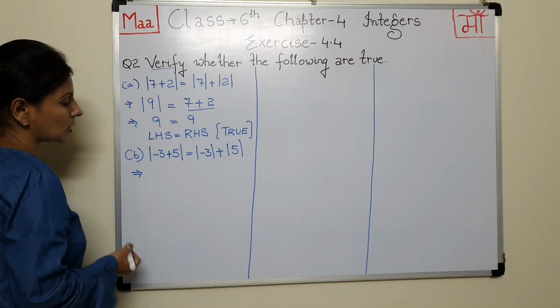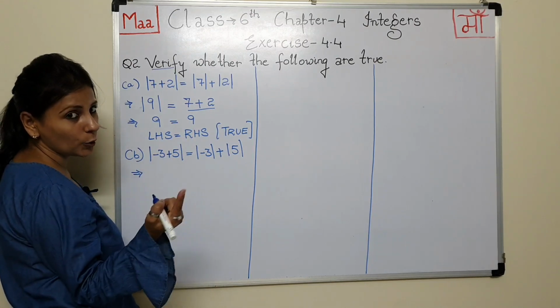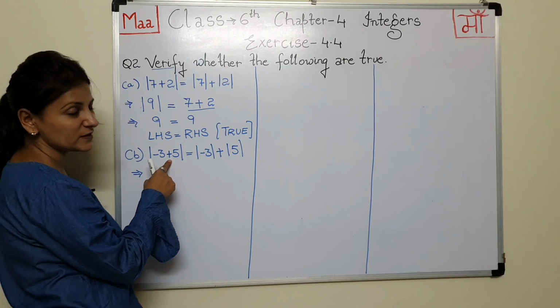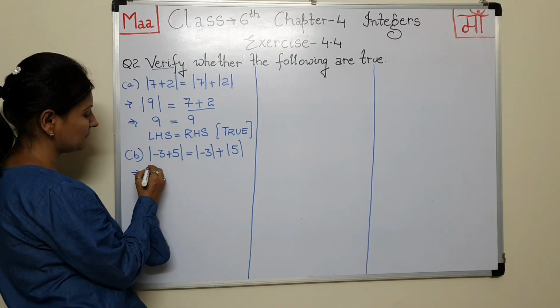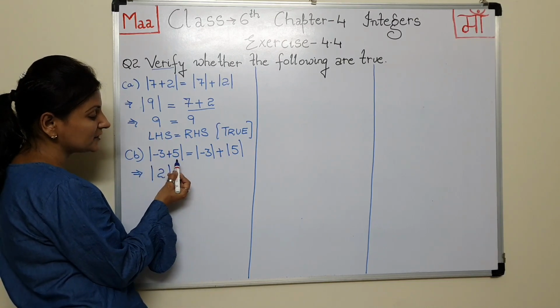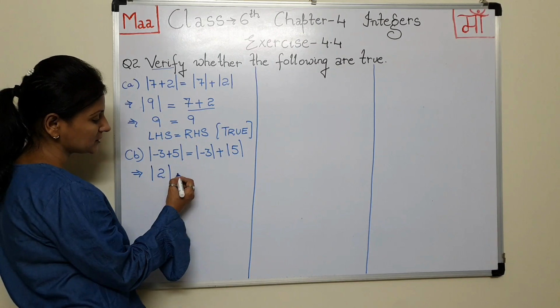Now start solving it. Left hand side, minus plus. So I hope you remember the rule of integers. Minus plus is minus, so we have to subtract. So 5 minus 3 will give you what? It will give you 2. And which is the greater number? Greater number is 5 here. Before 5 is a positive sign, so positive will come. No need to put positive here.